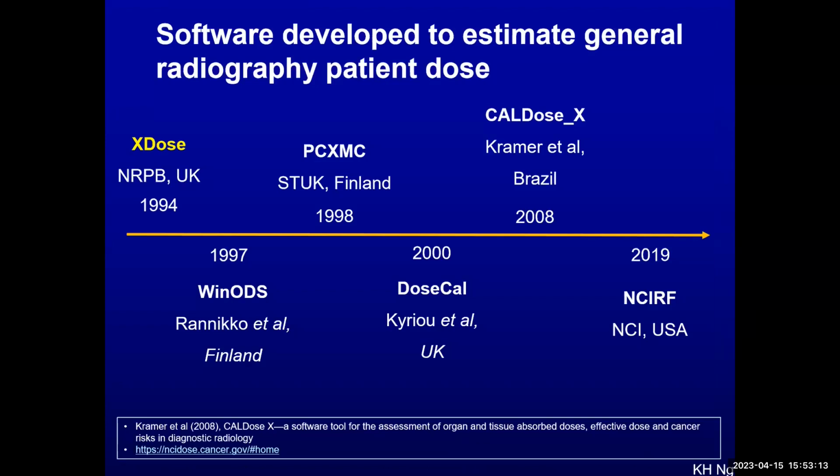Okay, the software, Iris X dose was NRPB, right? Continue with they've done a lot of great work, and that Paul Strimton and David Hart, X dose, and then you have PCXMC from Finland, dose Cal, Kiro UK, Cal dose, and the latest is NCI, the National Cancer Institute from the United States, radiography flows. It's excellent software. It's publicly available as well.